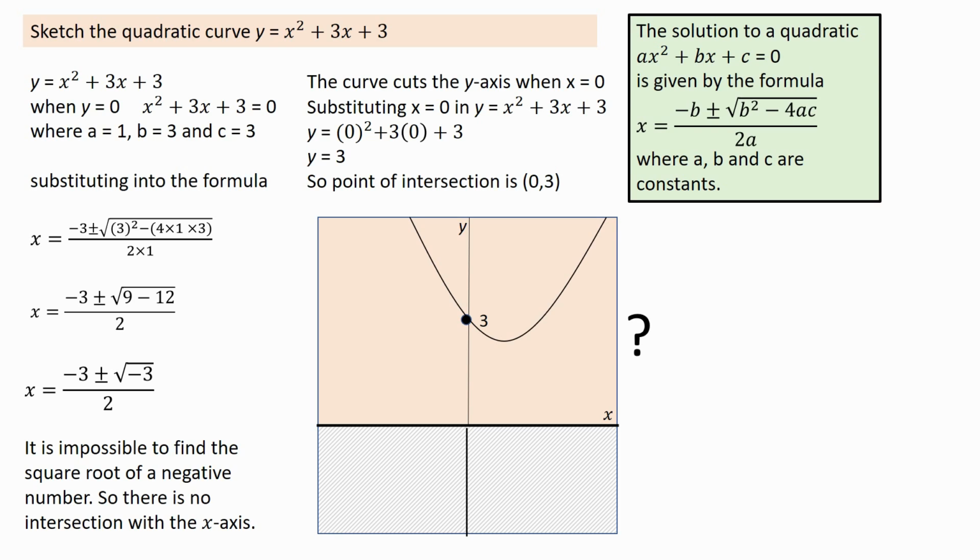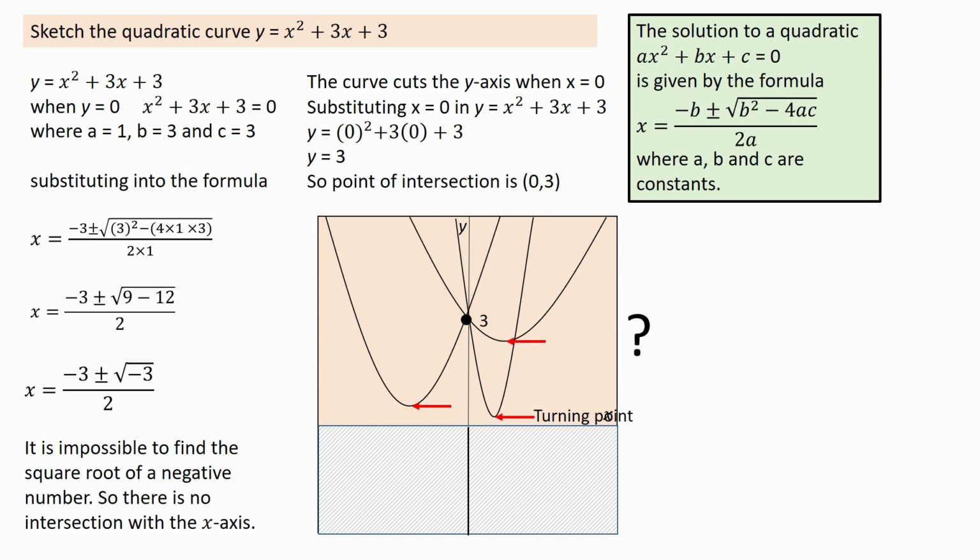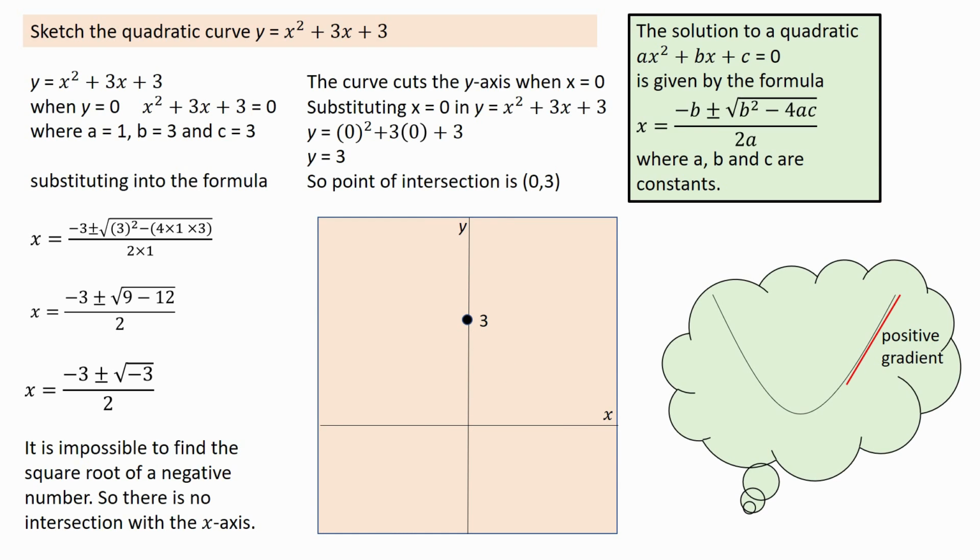The curve passing through the y-intercept could look like this, or this, or even this. In fact, the number of possibilities is infinite. The correct sketch can be found if we find the turning point. The gradient of the curve at any point is equal to the gradient of the tangent at that point. The tangent at this point has a positive gradient. The tangent here has a negative gradient. At this point, the tangent has a 0 gradient. The point represents the turning point of the curve.